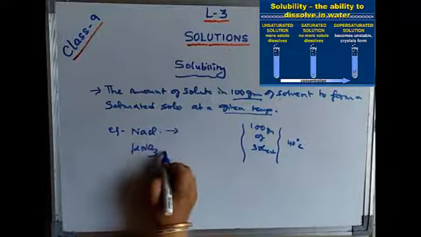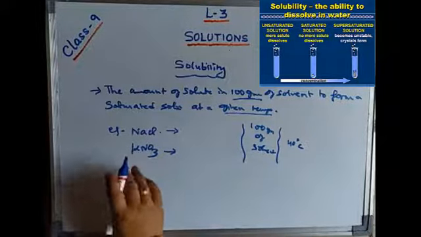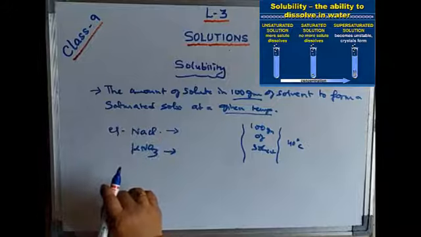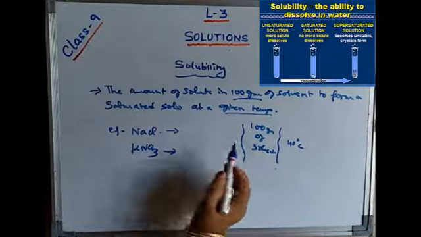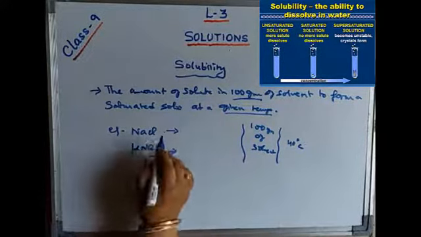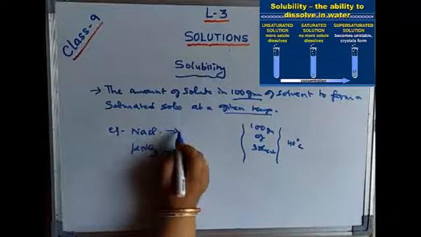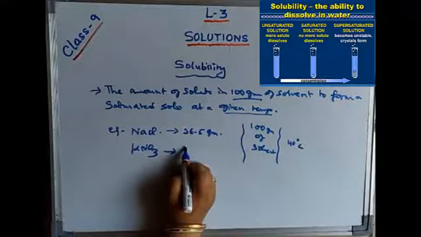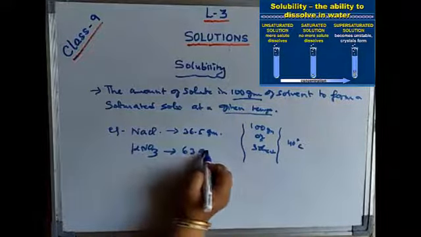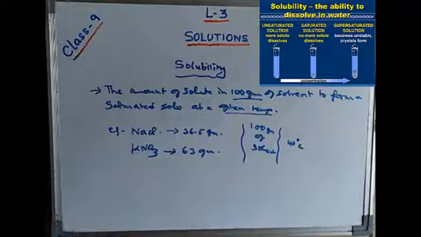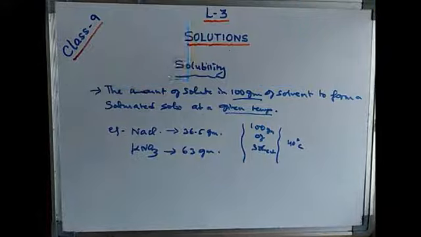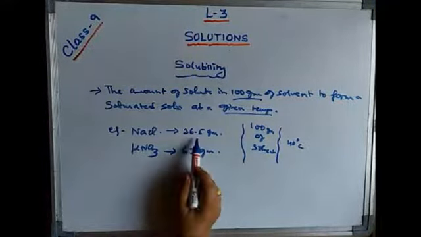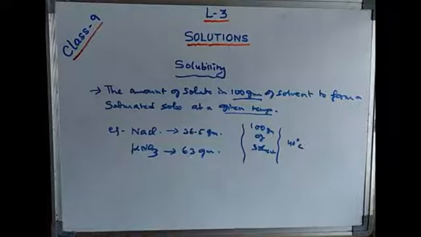Now what will be the dissolving power of both? It will not be the same because both compounds are different from each other. So at a particular temperature, in 100 grams of solvent, NaCl can dissolve 36.5 grams, and on the other hand potassium nitrate can dissolve 63 grams. So from this we can easily find that at a particular temperature the two salts behave totally differently from each other. One is less soluble while the other is highly soluble.